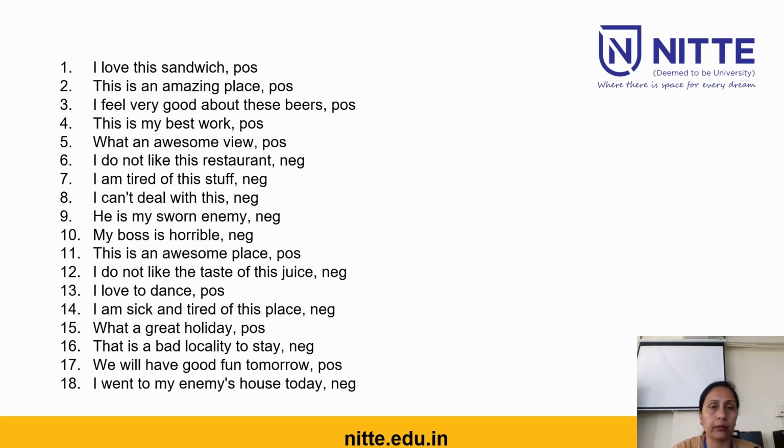Let us take this example for text classification, a small data set which we have. The first part, which is comma separated, is the sentence, the text we have. I love the sandwich. And the second, after a comma, is what type of statement it is. It's a positive comment. Coming to the sixth statement, I do not like this restaurant. What type of text is it? It's a negative statement, negative sentiment. So like that, there are 18 statements here, and after every statement there is a label given, the sentiment of that statement.